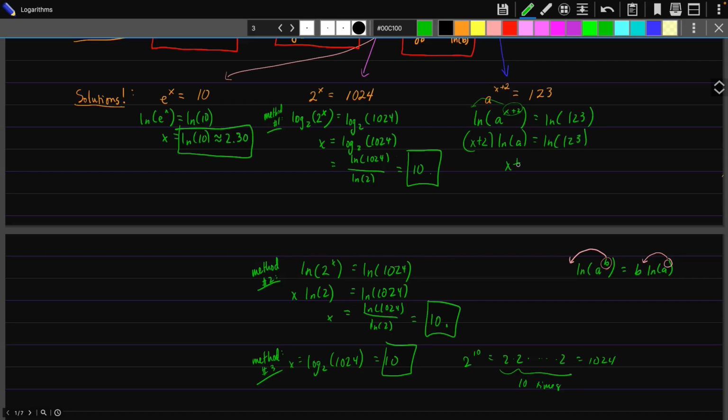So then x plus 2 is equal to ln of 123 divided by ln of a. So then x is equal to ln of 123 divided by ln of a minus 2. And we can't get a numerical approximation in this case because we don't know what a is. A is sort of an unknown constant for us. So if the problem gave us a, then we could go ahead and plug this whole thing into a calculator and figure out what x is, but as it is, we just have to leave it like this.